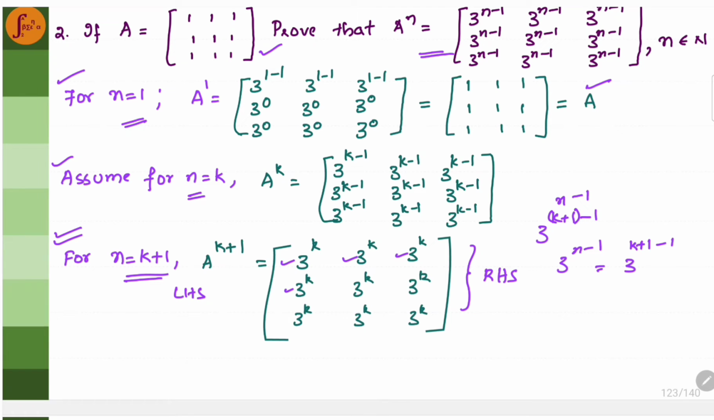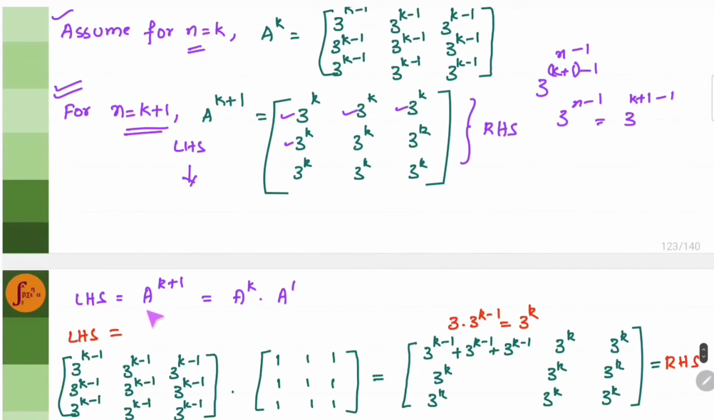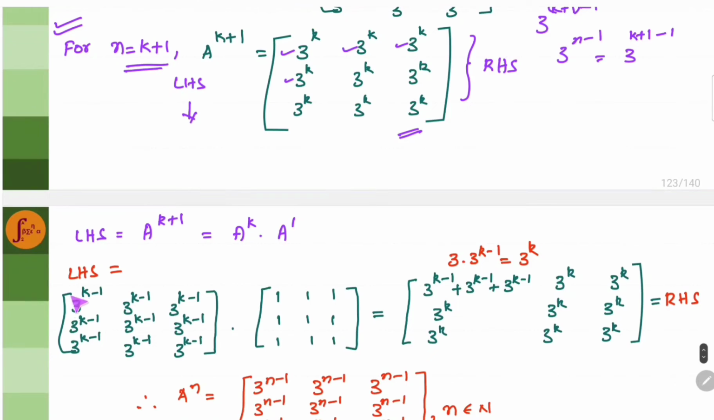Right? So what we will do, we'll take LHS. We'll take only LHS, and that is a to the power k plus 1. We'll perform certain operations so that at the end of it, we get this RHS. You can write a to the power k plus 1 as a to the power k into a to the power 1. This is a very common step. For every sum, we'll have to split k plus 1 as k and 1.